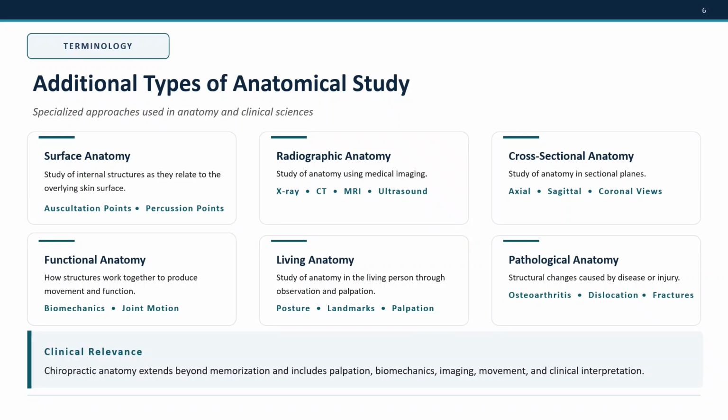And the clinical relevance here is that when we talk about anatomy in the chiropractic realm, it really does extend beyond memorization. You're going to be palpating people every day. You're going to be looking at their biomechanics. You're going to be looking at imaging. You're going to be assessing all of this to form a diagnosis and help this person out. So you're integrating all of this every day in practice anyway.